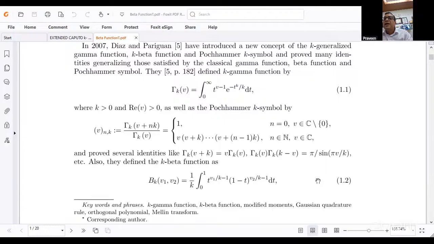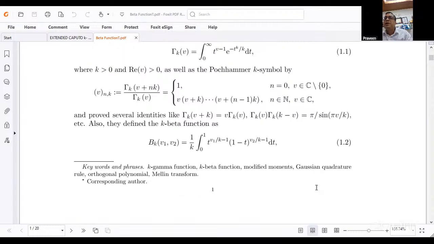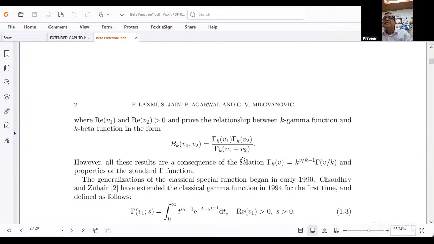And they also define the k beta function, which is given by equation 1.2. You can see here that beta k of nu 1, nu 2 is 1 upon k times the integral from 0 to 1 of t raised to power nu 1 by k minus 1 times 1 minus t raised to power nu 2 by k minus 1 dt. After that, we have used the relationship between the k beta function and the k gamma function, which is given by this particular interesting formula, very similar to the classical beta function.